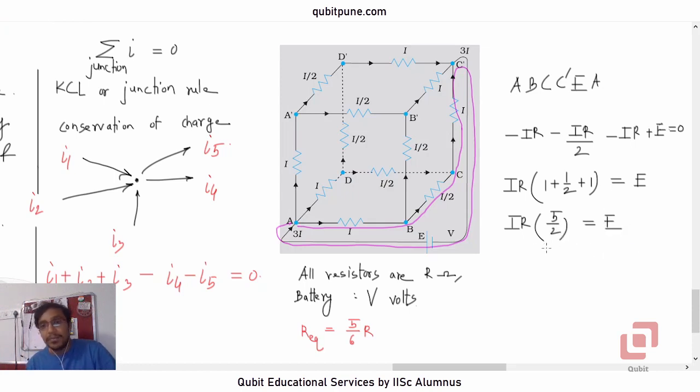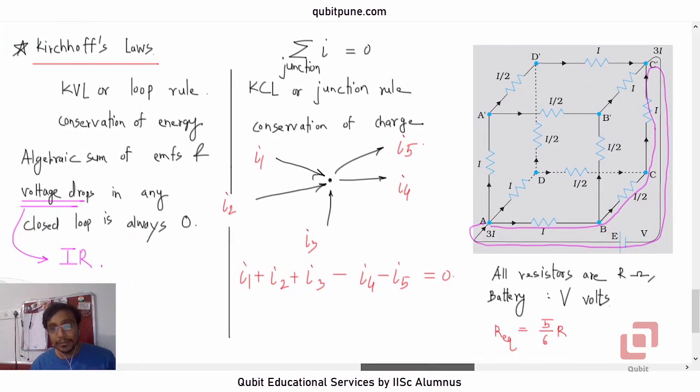Now don't think that the equivalent resistance is 5R by 2. No. What is the original current? The original current is 3I. So if I take 3I as the current, then what remains will be our equivalent resistance, 5R by 6. So the equivalent resistance of this cubical network is 5R upon 6. It is actually smaller than each individual resistance. This is a solved problem in your book, but we have solved it here just to demonstrate how the loop rule and the junction rule are applied.